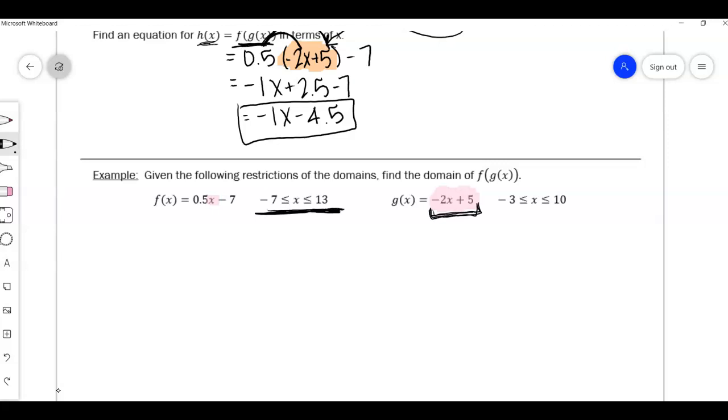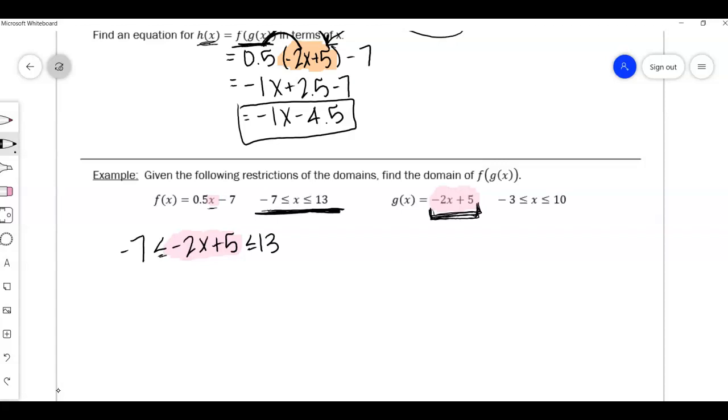Otherwise, I'm not going to be able to plug them into f of x anyways because of the restrictions on our domain. So we're asked to find, well, what numbers can I plug into g that give me numbers that allow me to plug them in to f of x because they're between negative 7 and 13. So what we do is we're going to take g of x and we're going to place it within these domain restrictions. And so this is going to look new to you more than likely, but it's going to be super easy to solve.